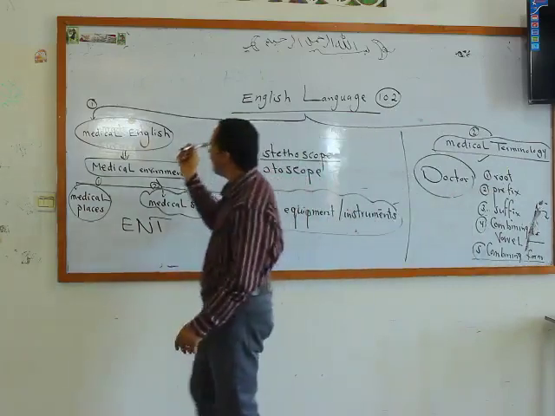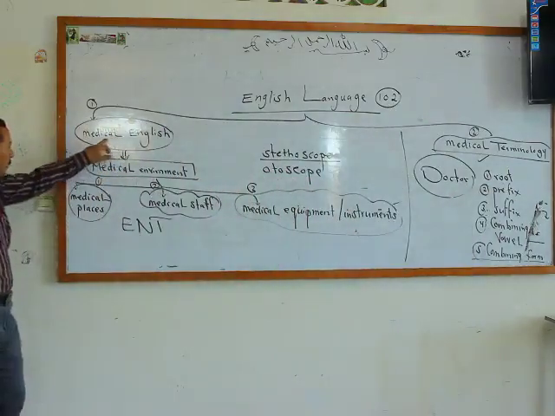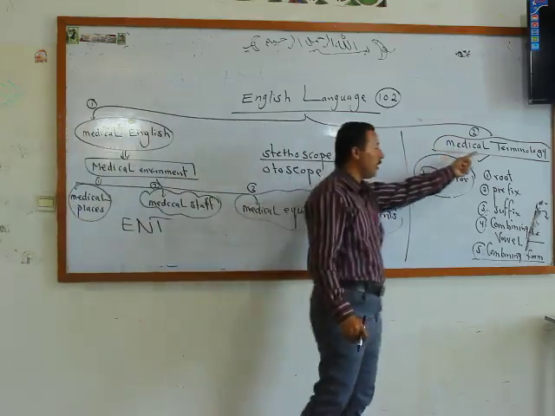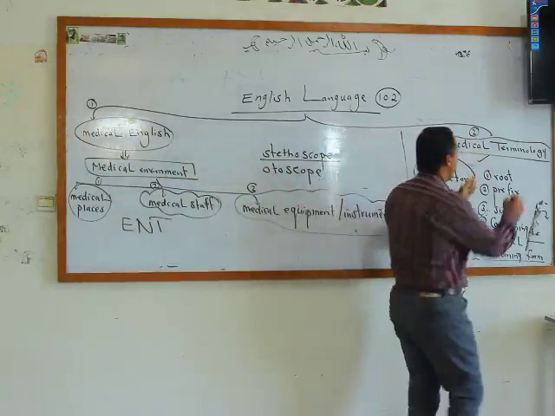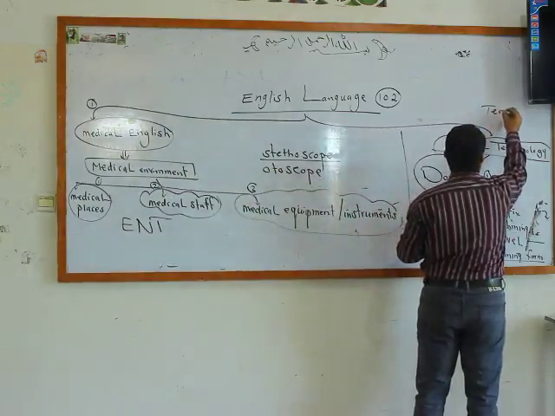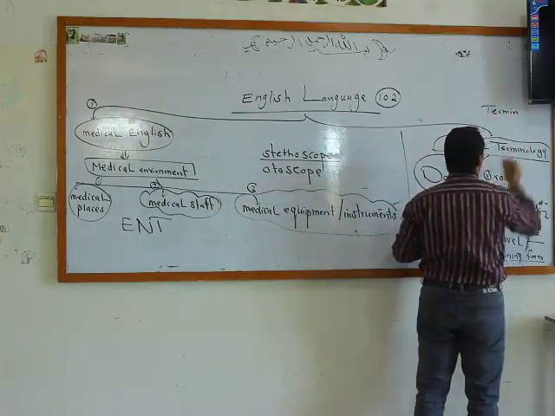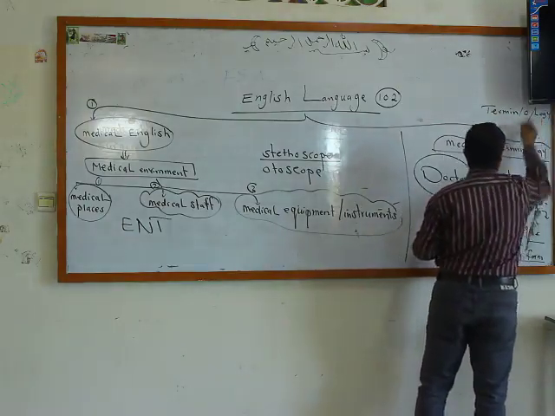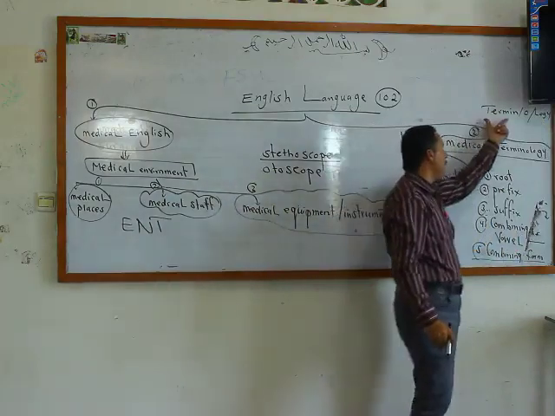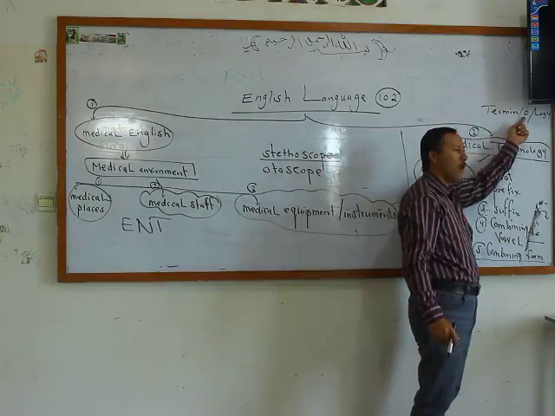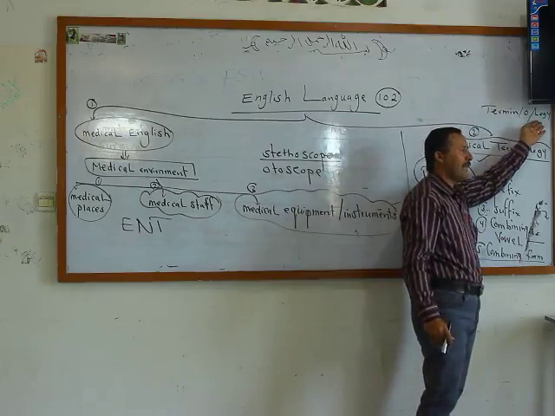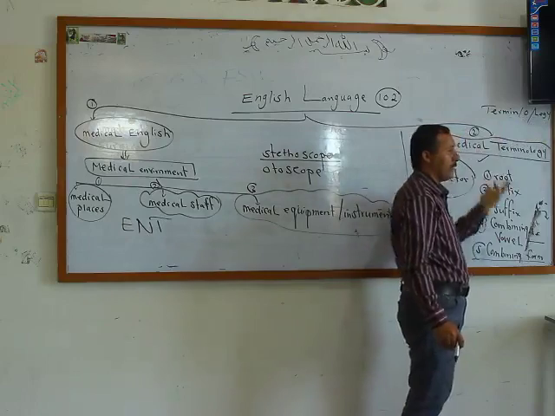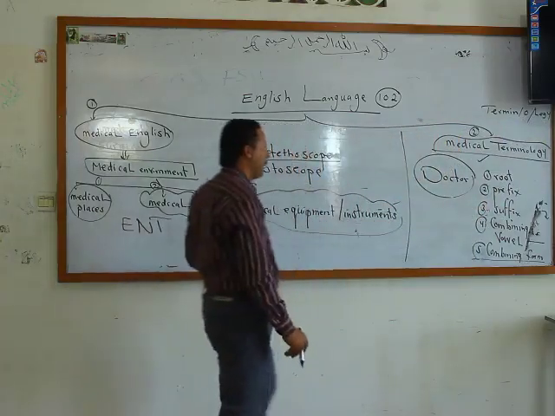Here, under this title, we have two words. Number 1, medical English. And number 2, medical terminology. This terminology is from the word "termin", with "o" as a combining vowel, and the word "logy". Termin is the root, O is the combining vowel, and logy is a suffix meaning study of or science of. Termin here means a term, or the vocab.